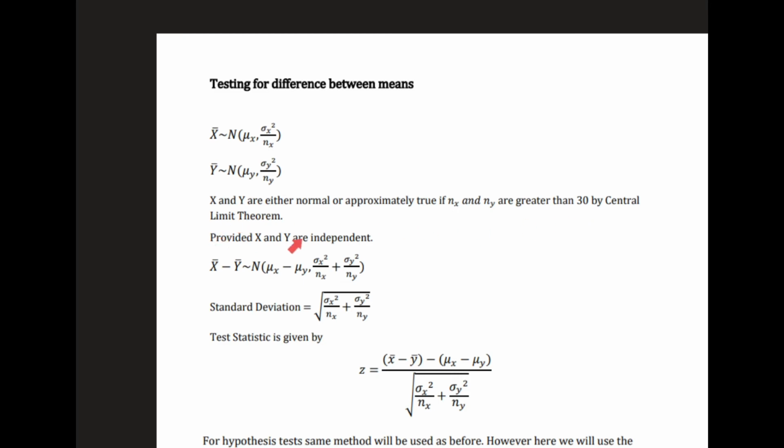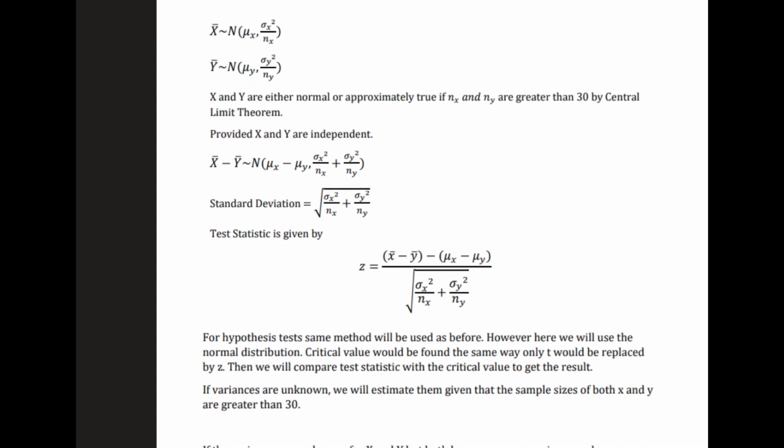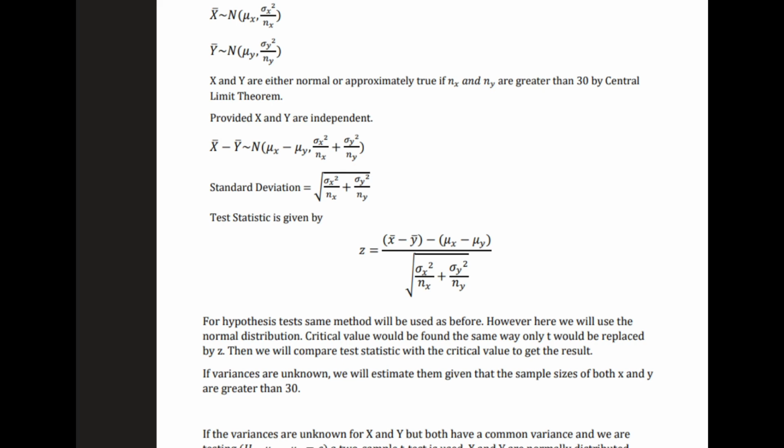So provided x and y are independent, x bar minus y bar, the mean you minus, the variance you have to plus. Be careful with this, so we have to plus because of the square. Okay, the square will make the negative become positive, so that's why we plus. Okay, so standard deviation, you have to square root this. Test statistic, you can see the formula, x bar minus y bar minus mu x minus mu y divided by the standard deviation.